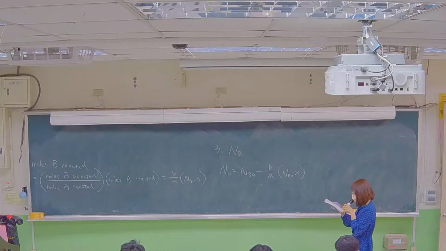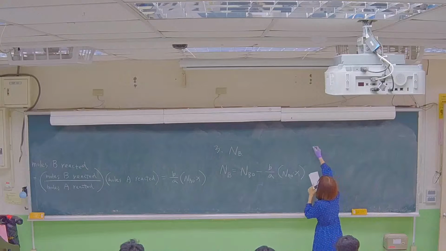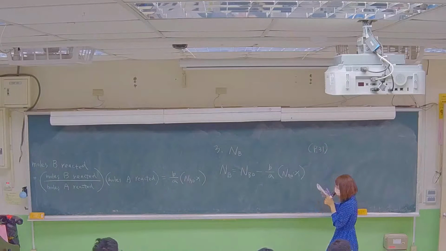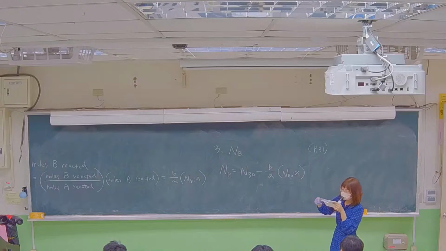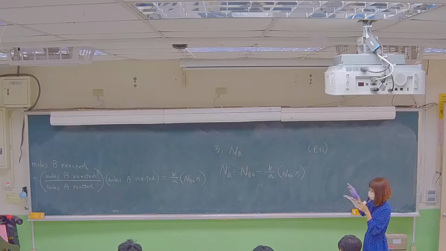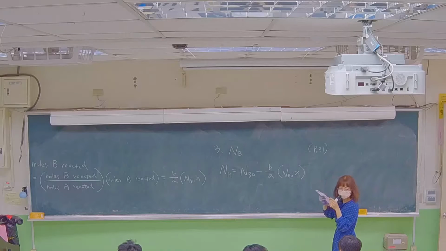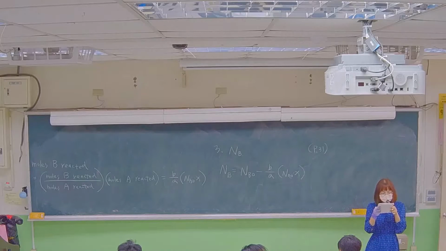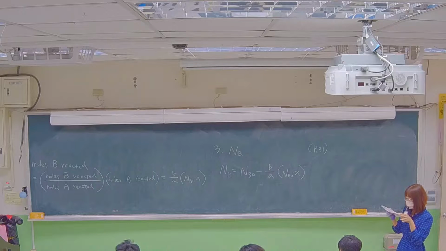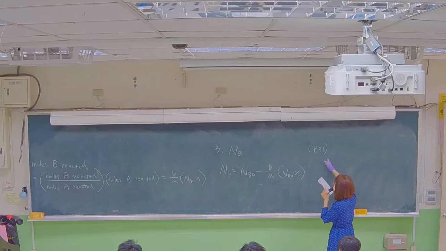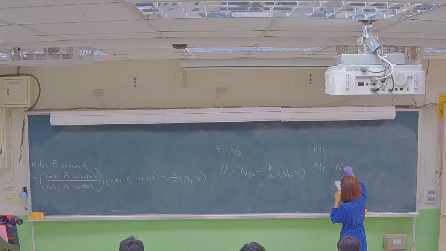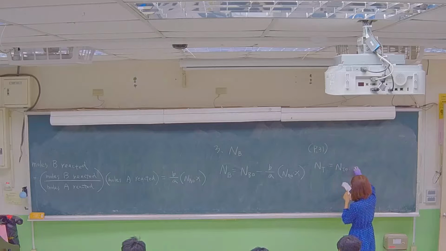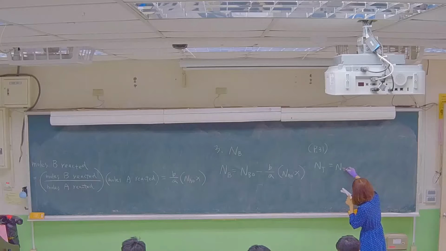Okay, so go to the next slide, 31. After talking about the moles for individual species, let's talk about the total moles. Let me write down first. NT means total moles. It is equal to NT0, the initial total moles, multiplied by something.